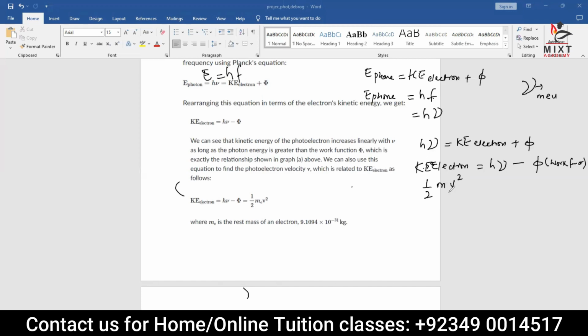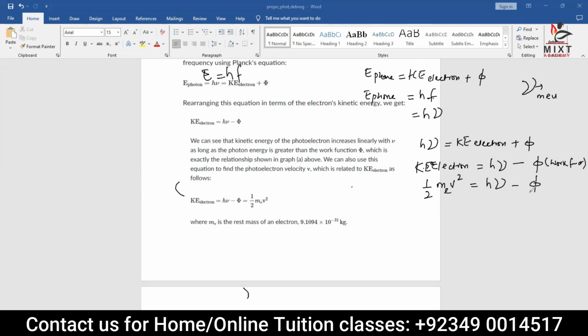Now, here, because we are talking about mass, we can use me. So this formula will take another form, which is 1 by 2 me v square is equal to h frequency minus work function. Now remember that the mass of an electron will be 9.1094 into 10 to the power minus 31 kg. Now they wrote it as the rest mass.